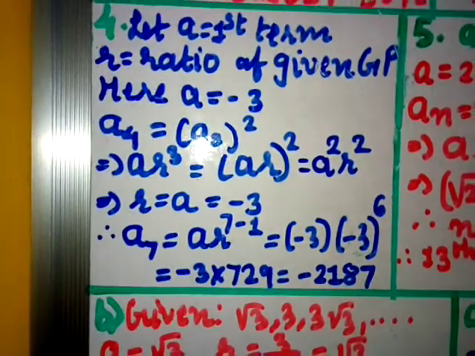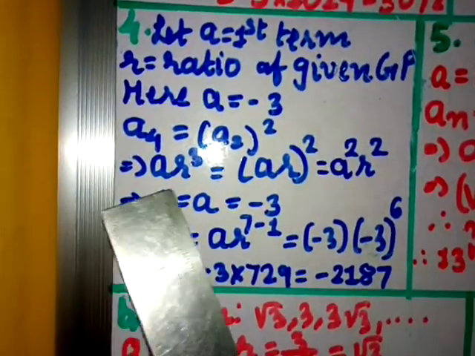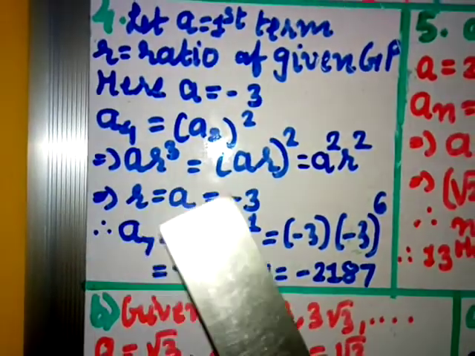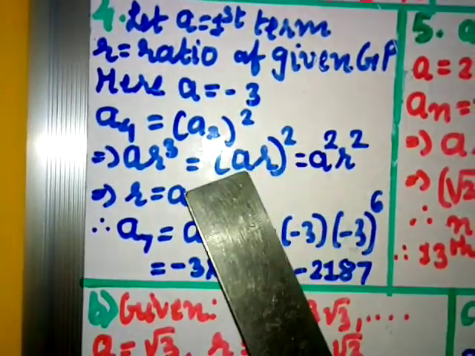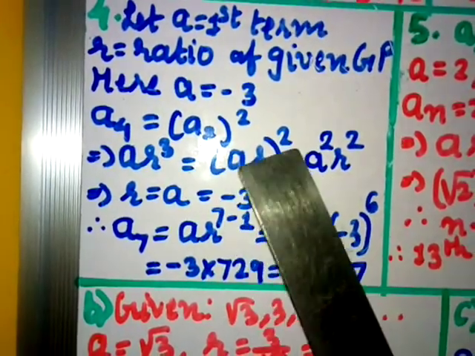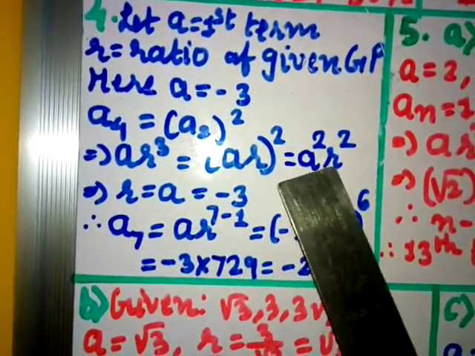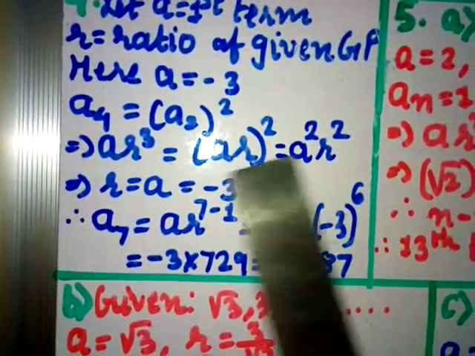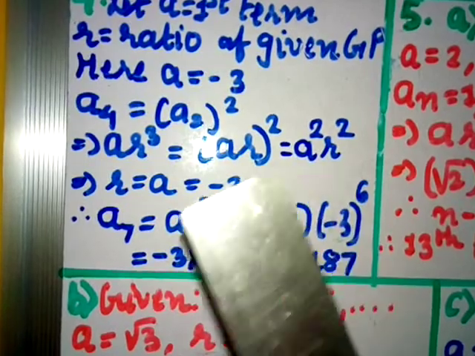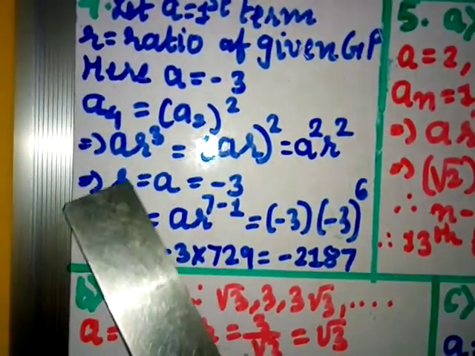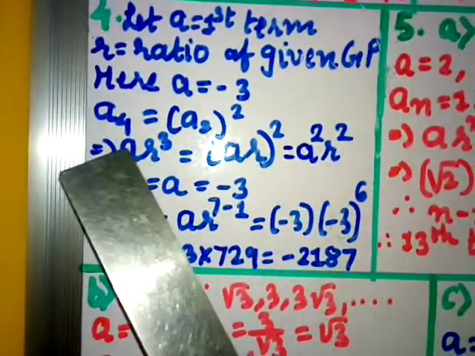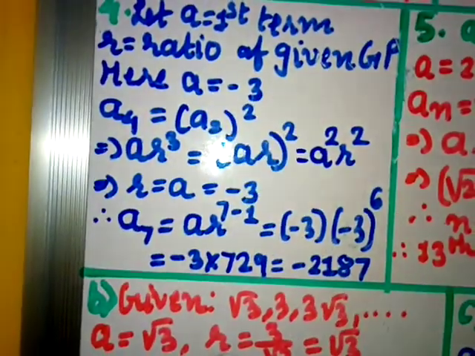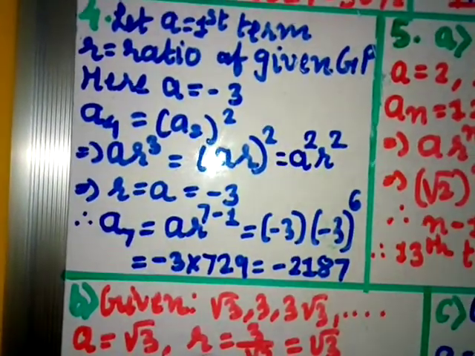Now A4, by using the definition, is A R^(4-1), that is R^3, equal to A2 squared. A2 is A R^(2-1), that is R, and if you square it, that is A squared R squared. Now here, R squared is there, R cube is there, so R squared will cancel out. If you transfer R cube and divide by R squared, R remains. And if you transfer this A over here, A squared by A, if you cut one A, you get A, so R equals A. But we know A is given as -3, that means R value also is -3.